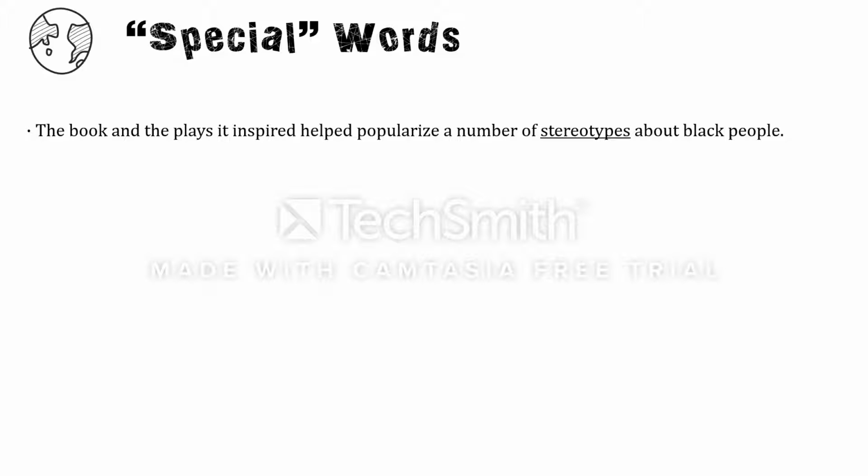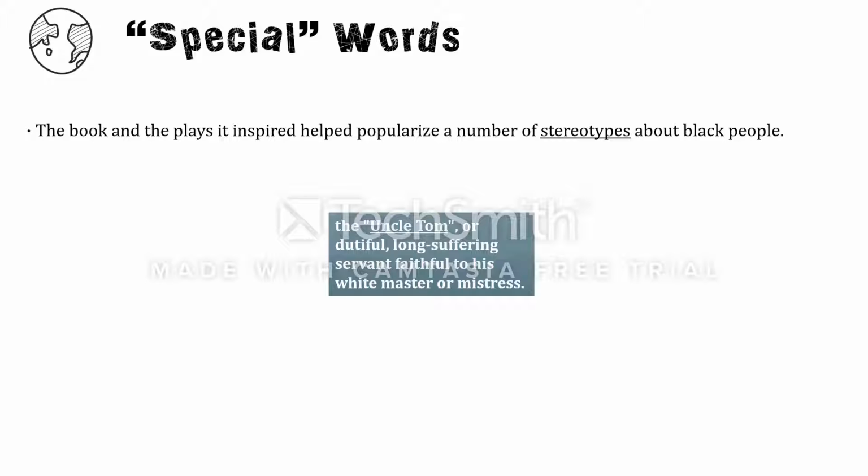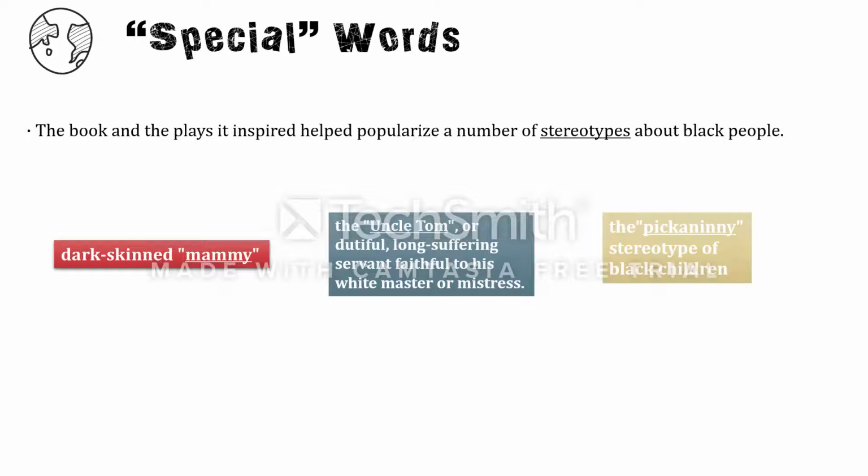Another is about some special words. Actually, the book helped popularize a number of stereotypes about black people. That's not so good, actually. Like the Uncle Tom, a dutiful, long-suffering servant faithful to his white master or mistress. And the dark-skinned mummy, and Pickaninny actually became a kind of symbol of black children.